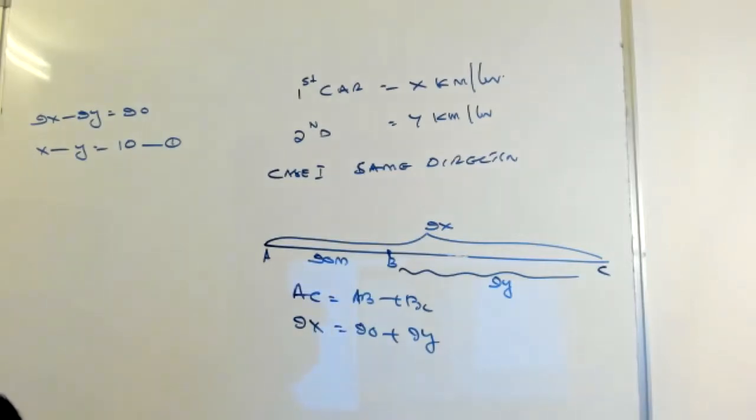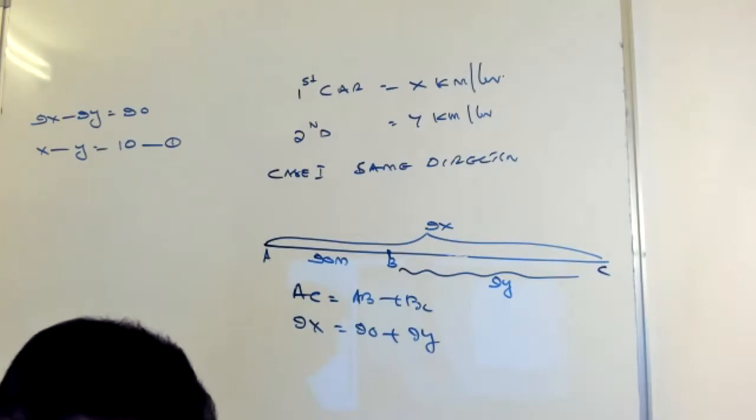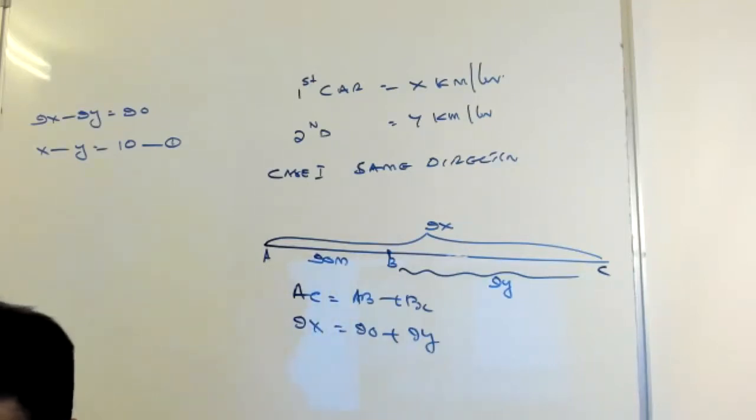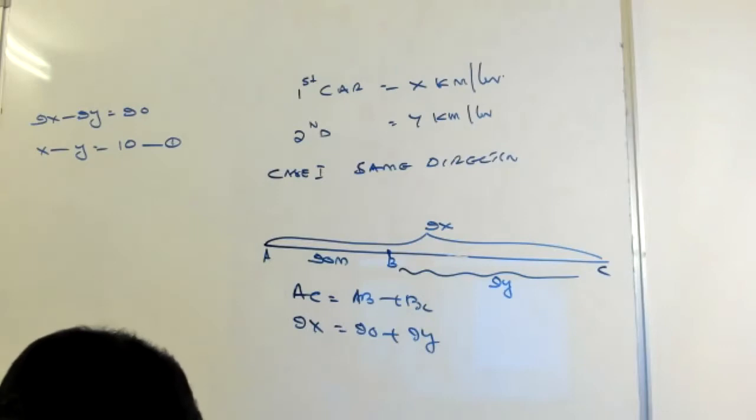Then write AC equal to AB plus BC. Then 9x equal to 90 plus 9y, right, up to here, up to 1. Then just wait. I'll show you the second part. I'm just updating one.